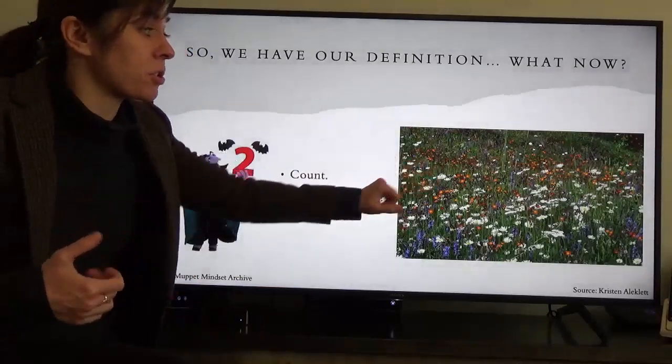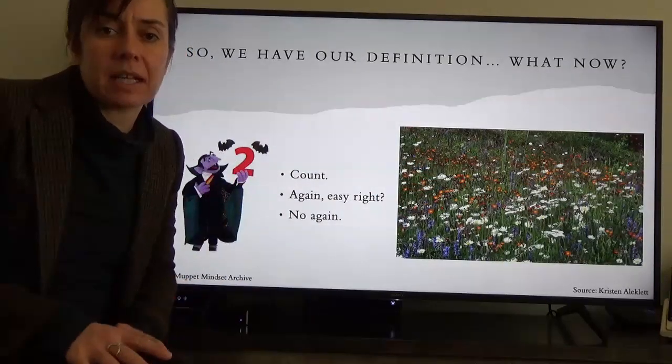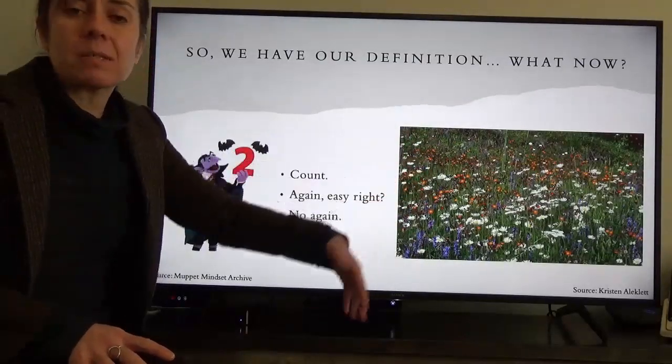And the numbers are too high. You would never be able to complete that census of that whole field, and that's just a small patch of that field.